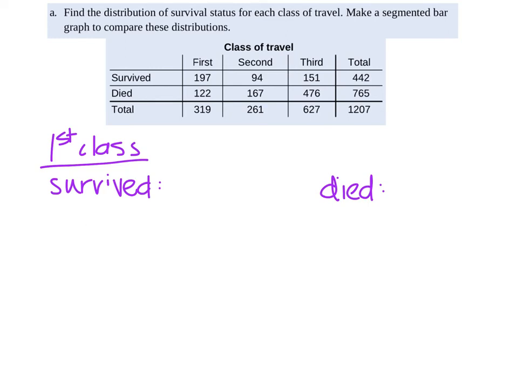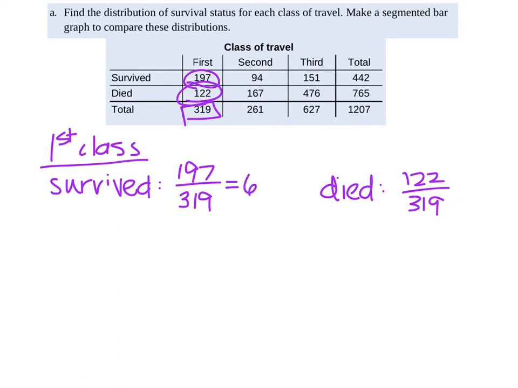So here's how I like to think about this. I'm going to take each class. So for first class, I'm going to figure out the percent that survived and the percent that died. So the percent that survived in first class is going to be 197 out of 319. So that's still my first class. And then the amount that died is 122 out of 319. And so I'm just going to skip right to the percentages. 61.8% survived in first class and 38.2% did not. So I'm going to do the same thing for second and third class, whether they survived and died, and we'll come up with those percentages.